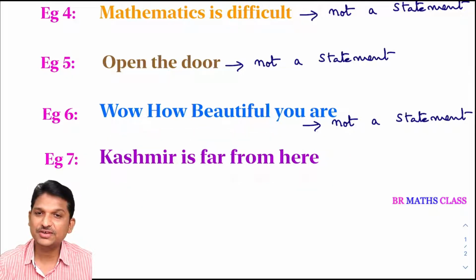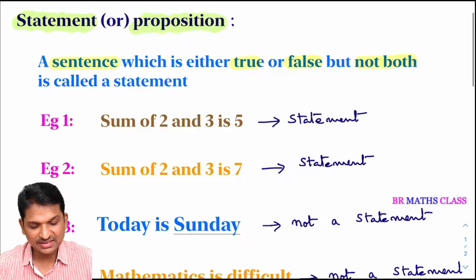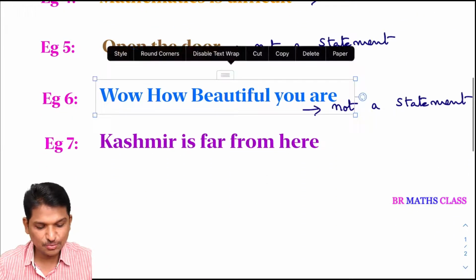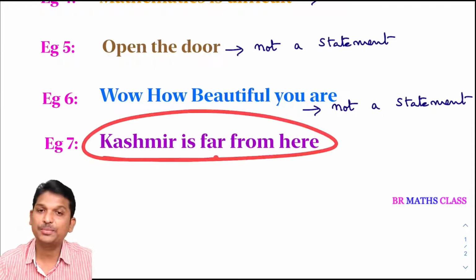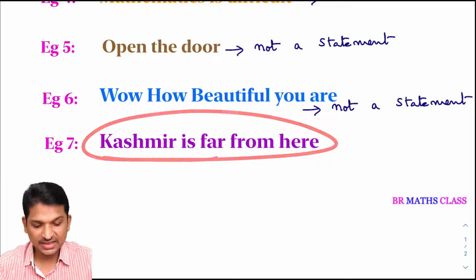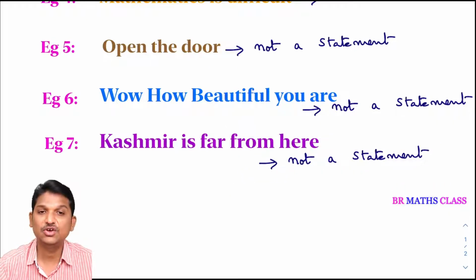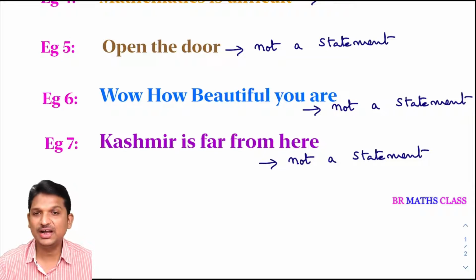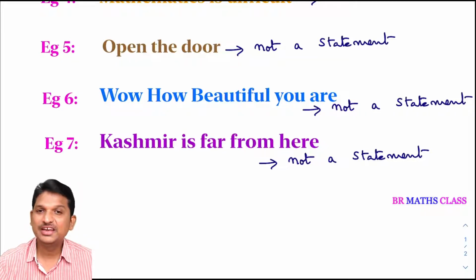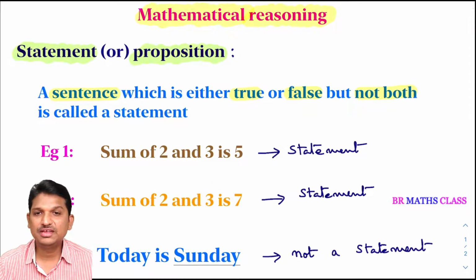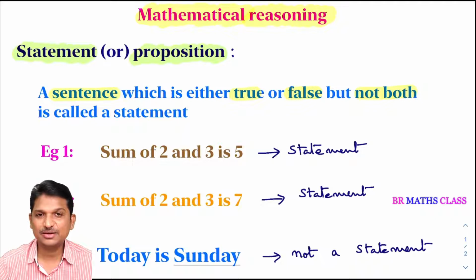So what is the definition of a statement? The definition of a statement is a sentence which is either true or false, but not both. But in this case, both are happening. So that's why this is not a statement. Kashmir is far from here is not a statement. I hope you all understand the definition of a statement. It is very simple. A sentence which is either true or false but not both is called a statement. The complete chapter of mathematical reasoning revolves around this definition only.